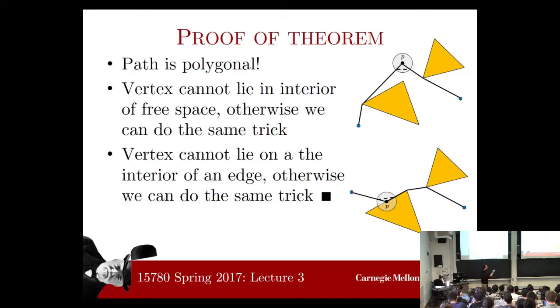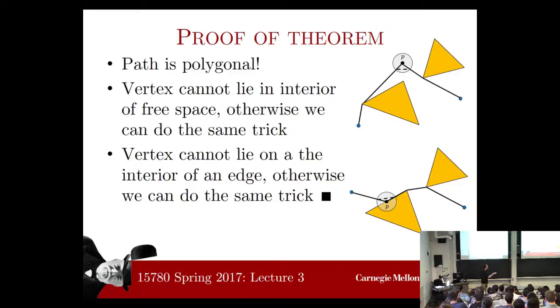So we have the straight path now, but if you have an inner vertex of the path in free space, then again, we draw a ball around it, and then you get the same situation. You have the point of entry, the point of exit, and you just shortcut this and get a shorter path.